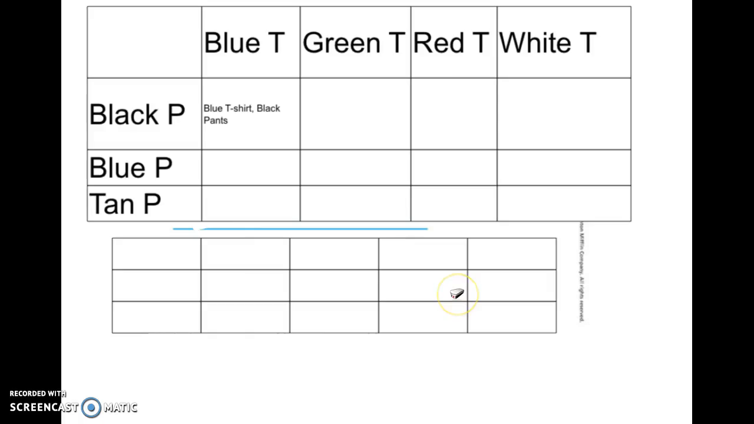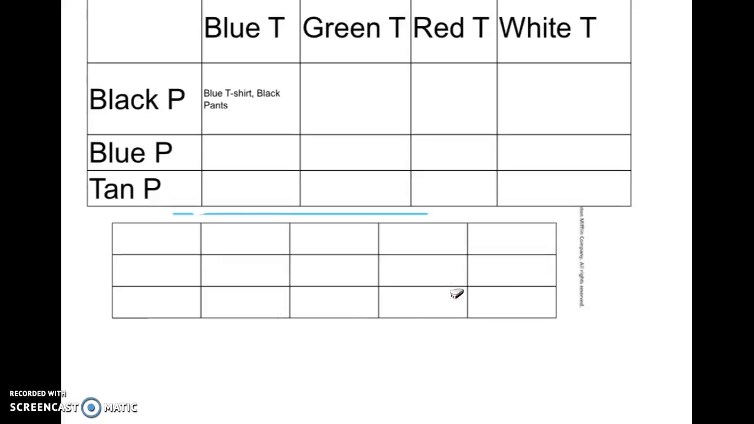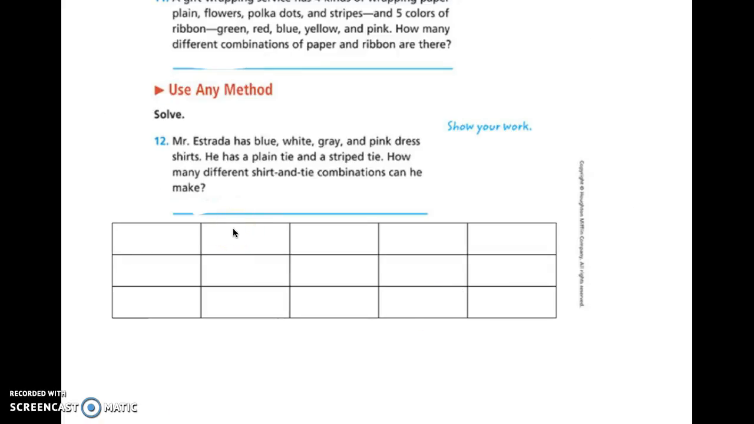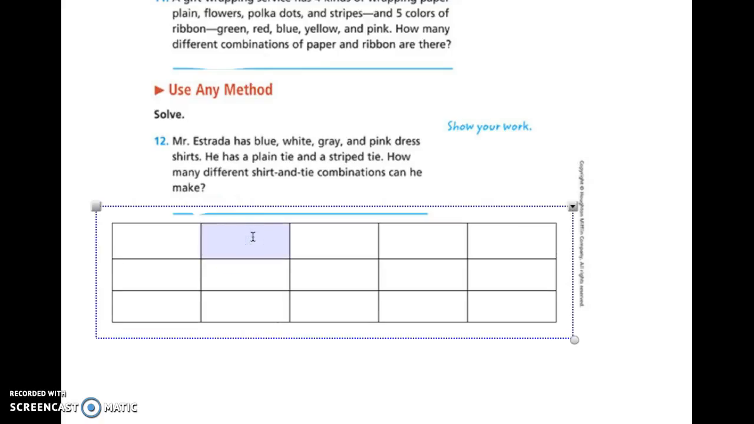All right, let's try one more together here. This one says, Mr. Estrada has blue, white, gray, and pink dress shirts. He has a plain tie and a striped tie. How many different shirt and tie combinations can he make? So I'm going to use my little table to help me here. I might shrink my font so that I can fit more in here.